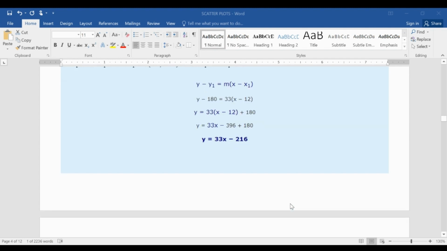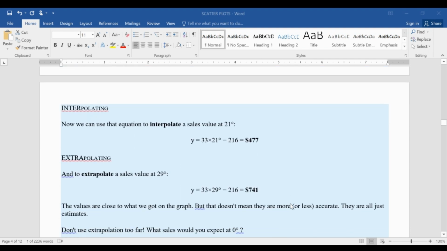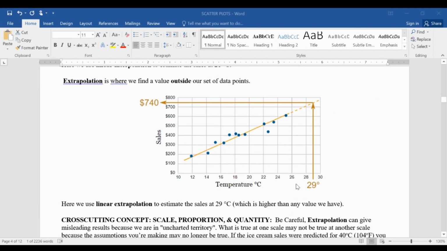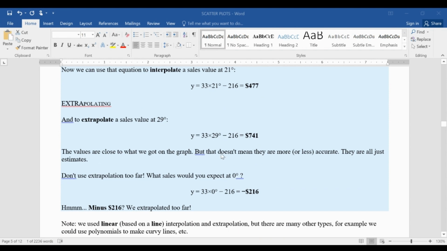Now, once I have this formula, y equals mx plus b, I can plug my x value in, calculate my y value, and it gives me a much more precise value rather than just, come back up here, just reading the point. Because coming across, I'm estimating that it's about 740. But when I plug it into my formula, I actually get 741. So the mathematical relationship allows me to plug the numbers in and calculate a precise value.